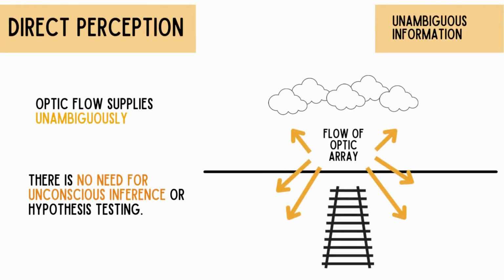The optic array contains invariant information that remains constant as the observer moves. Invariants are aspects of the environment which don't change. There is no need for unconscious inference or hypothesis testing. As we drive down a road, the environment appears to flow out and past us as we move.